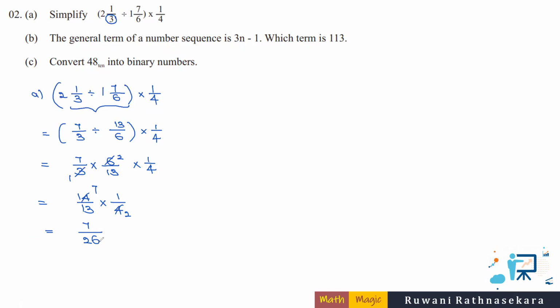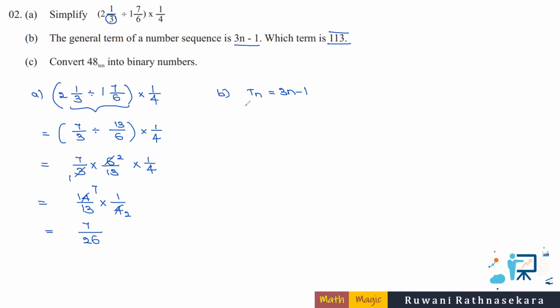Done. Then part B. The general term of a number sequence is 3n minus 1. The nth term is 3n minus 1. You have to find which term 113 is. For that, to find which term 113 is, which means we don't know the position. That means we don't know what n is. But we know that 113 is a certain term in this progression.